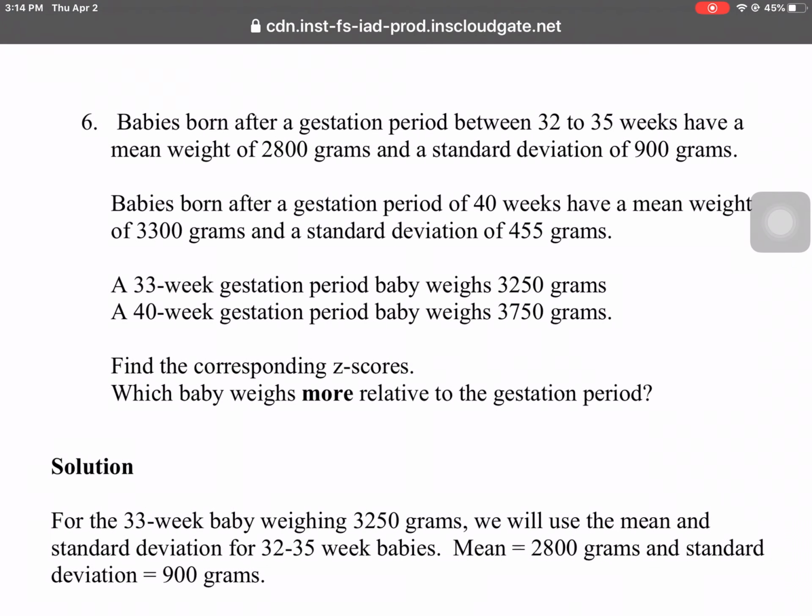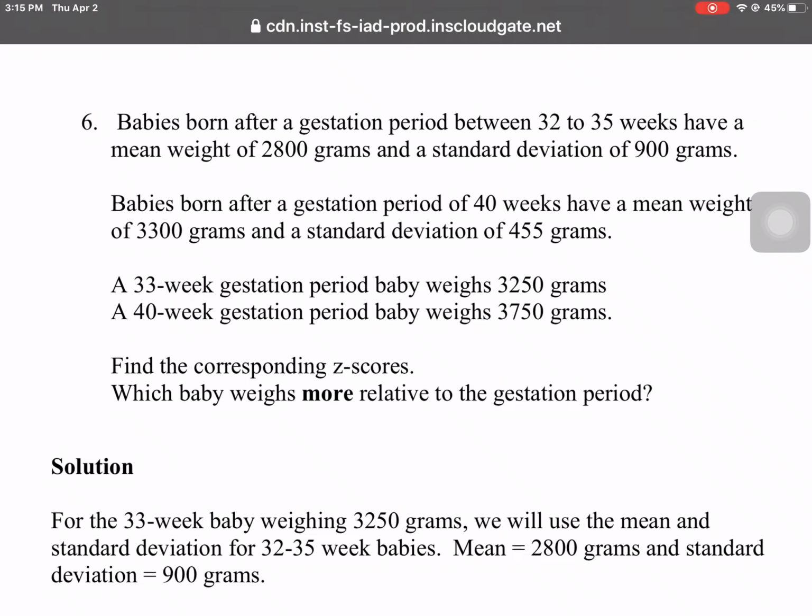Okay, babies born in a gestation period between 32 and 35 weeks have a mean weight of 2,800 grams, standard deviation 900. Babies born after 40 weeks have a mean weight of 3,300 grams, standard deviation 455. Okay, a 33-week gestation period baby weighed 3,250, and a 40-week period baby weighed 3,750 grams. Find the z-scores for each of them. Which baby weighs more relative to the average?